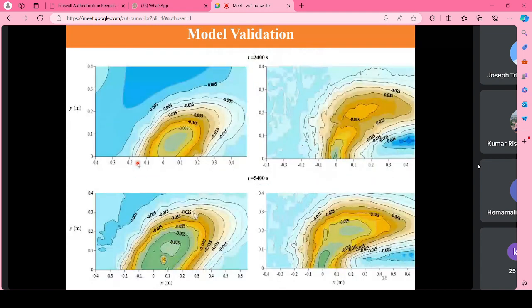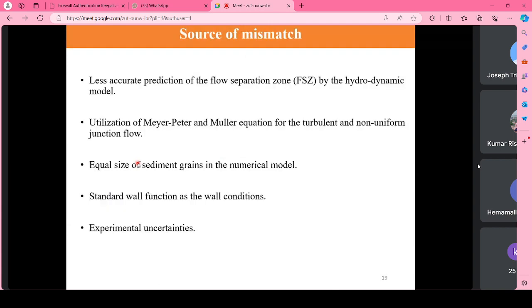So here we demonstrated that not only the equilibrium bed condition, the model could also reproduce the bed features at different time stages. There were some limitations, of course, and certain mismatches that we discussed. Now we will discuss what could be the source of the mismatch.